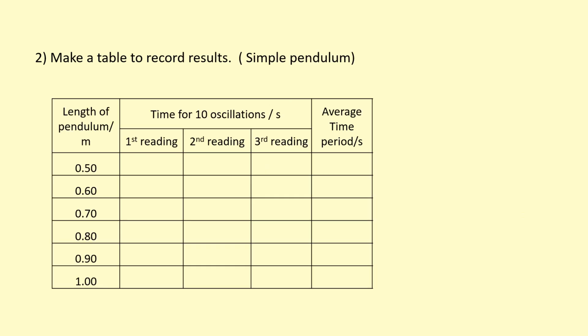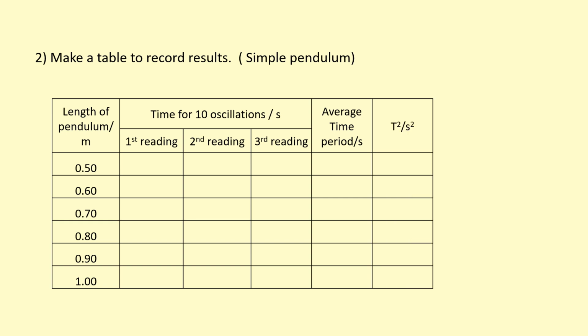Before you start the practical, make sure you have a table to record your results. Here's the one for the simple pendulum. So I'm changing the length, at least 6 sets of readings, and I'm timing 10 oscillations, but at least 3 times. And I'm going to find the average of that and then divide that by 10 because I'm doing 10 oscillations and I only want the time period, which is for one oscillation. And then write that down in the column.